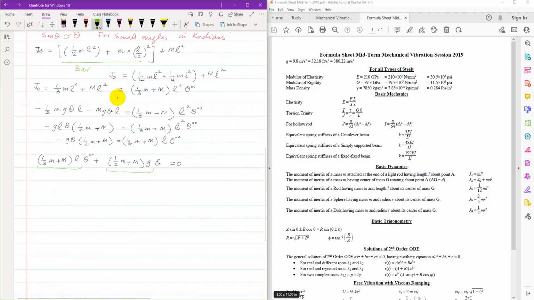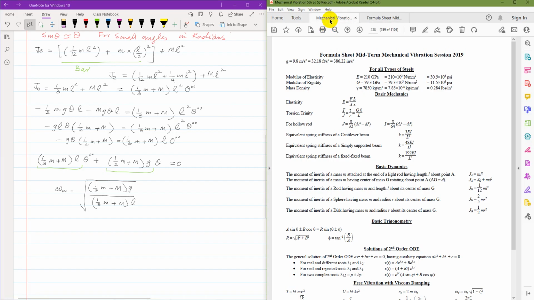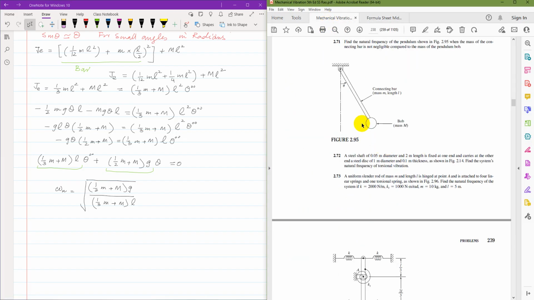So in this case, you'll have natural frequency as the square root of half lowercase m plus uppercase M into g over a third lowercase m plus uppercase M into L. So that is the natural frequency of the system, which is shown here, for 2.71, so that is the natural frequency.